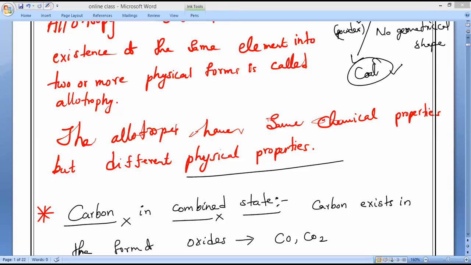Okay. Now Kevin is asking a question: what is the name of the structure of diamond? Basically, the structure of diamond is tetrahedral. One tetrahedron plus another tetrahedron will combine together and form an octagonal structure. Is it okay, Kevin?